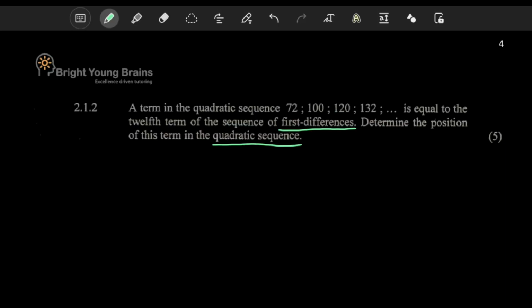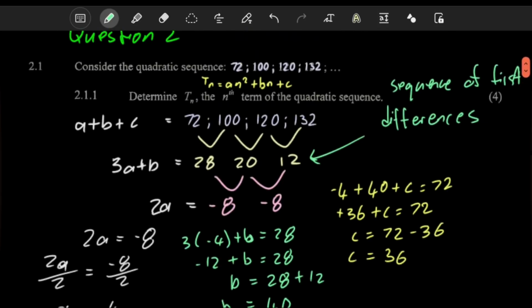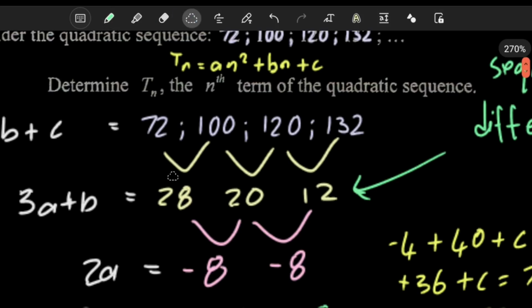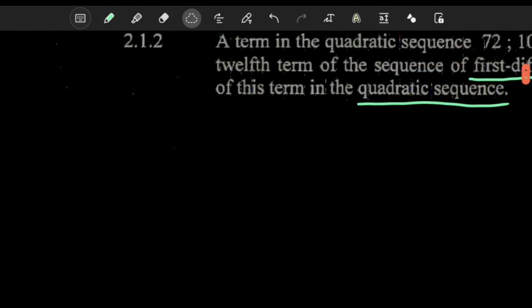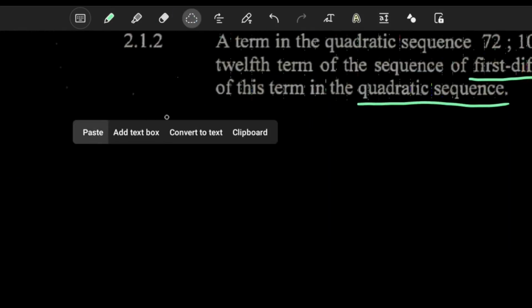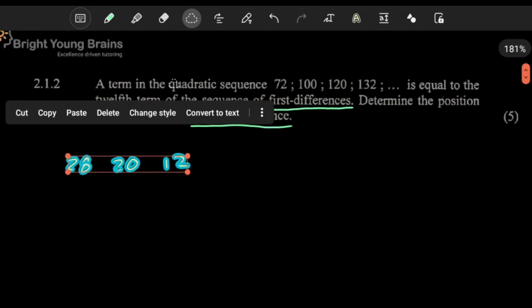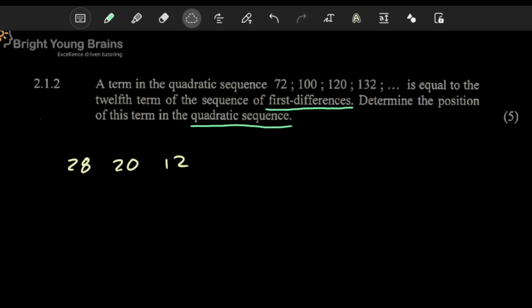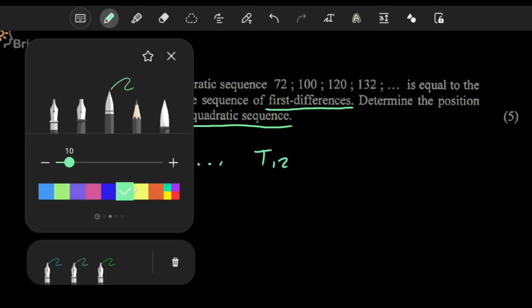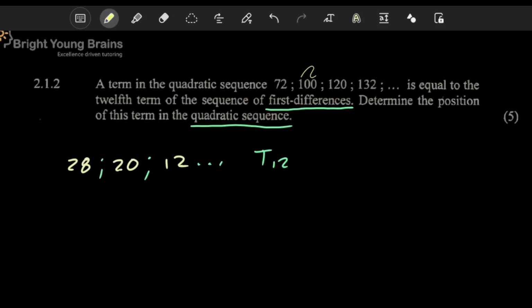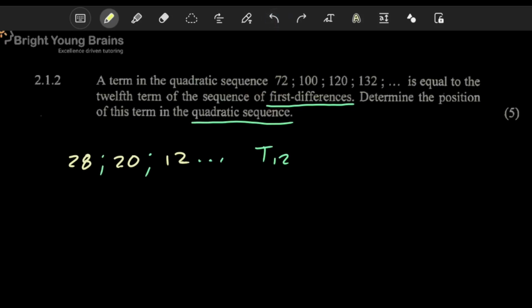So this should not be so bad, because our sequence of first differences, we said it's this here. So let's use that piece of information, because they've just given us all we need. They said a term in our quadratic sequence is equal to the 12th term in the sequence of first differences. So in our sequence of first differences, let's find term number 12 first, and then we're going to find out what position that value is in this sequence here.